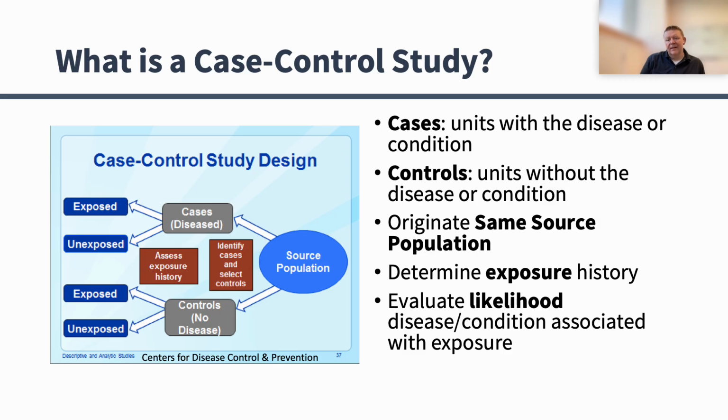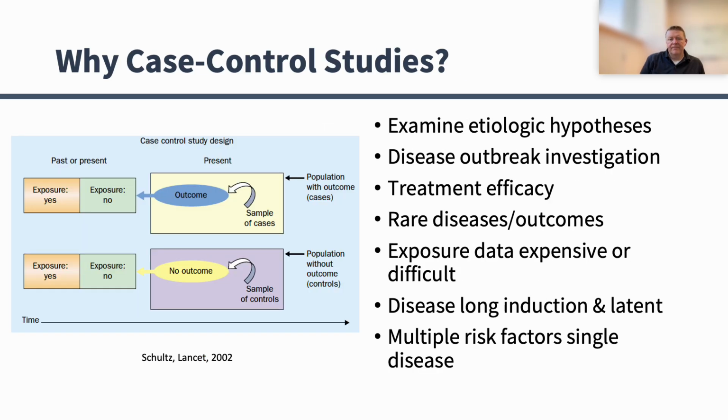In the case of this program, we're looking at injuries as the outcomes, as the disease or condition. And we're looking for controls that don't have the disease or condition. And then, as part of the case control design, we go backwards to determine if they were exposed or not to the factor of interest. We then evaluate the likelihood that the disease or condition is associated with that exposure, which gives us some ability to causally determine the relationship between that exposure and outcome.